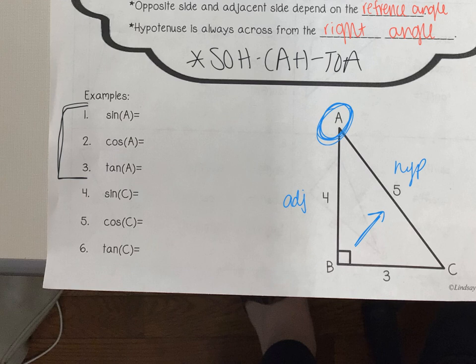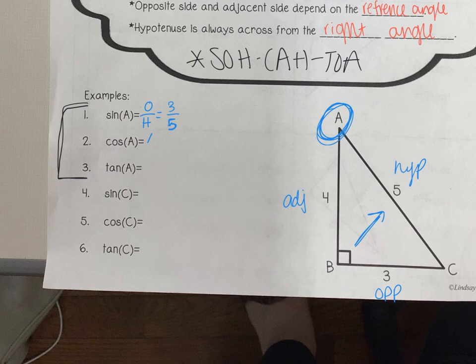Okay, so that forces which one to be my opposite? 5. 3. Very good. Okay, so sine is opposite over hypotenuse. So what is the opposite side? 3 over the hypotenuse is 5. And that's it. That's your answer. 3 over 5 is your answer, because I just substituted into the ratio that I know. All right, so let's look at cosine.